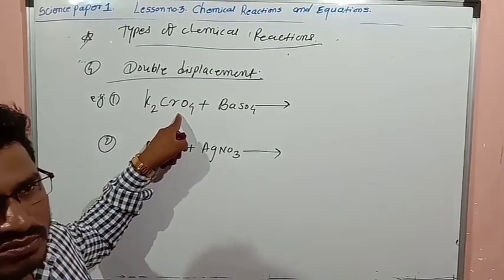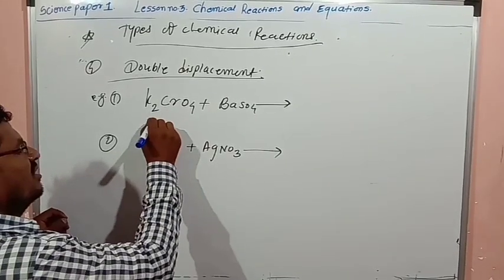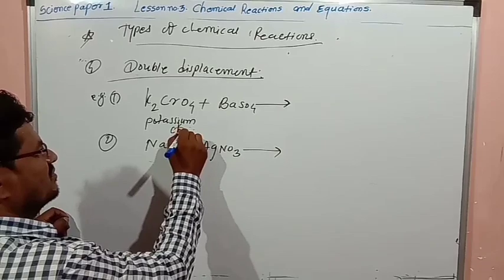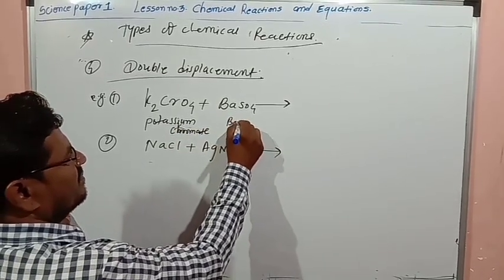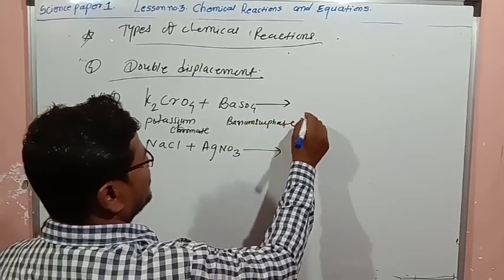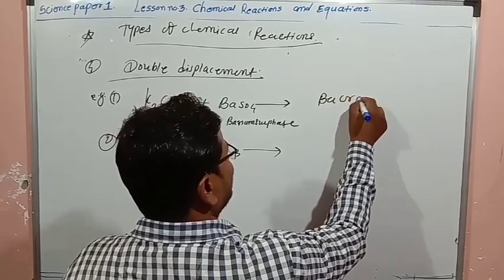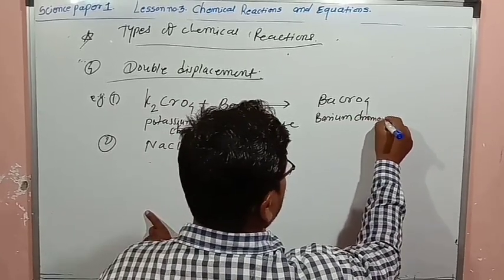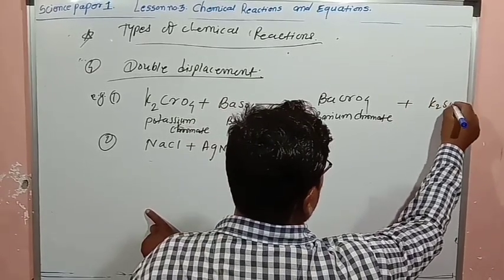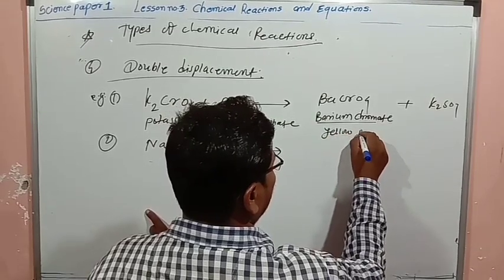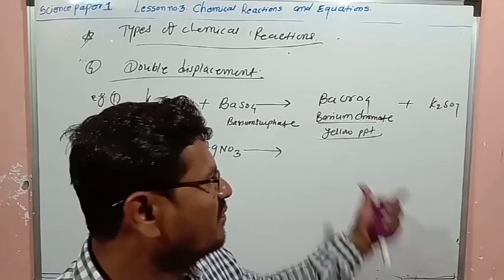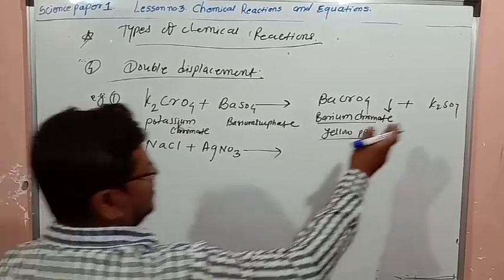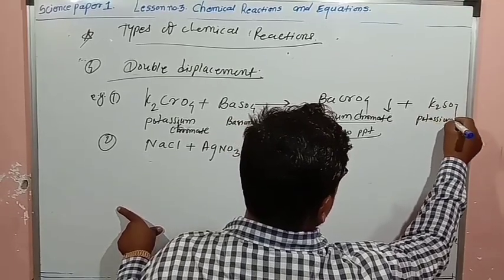K2CrO4 is potassium chromate. It reacts with barium sulfate and will form BaCrO4, barium chromate, plus K2SO4, and here a yellow precipitate is formed. The precipitate is indicated by a downward arrow. In this equation, the name of K2SO4 is potassium sulfate.